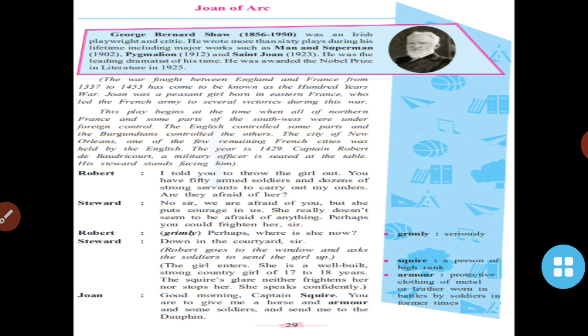Now we are going to start the chapter, the name is Joan of Arc. Firstly we have here the writer's introduction, who is the writer of this lesson. So we are going to read this first. Joan of Arc, its writer is George Bernard Shaw, 1856 to 1950. So the writer's name is G.B. Shaw, and the full name is George Bernard Shaw.